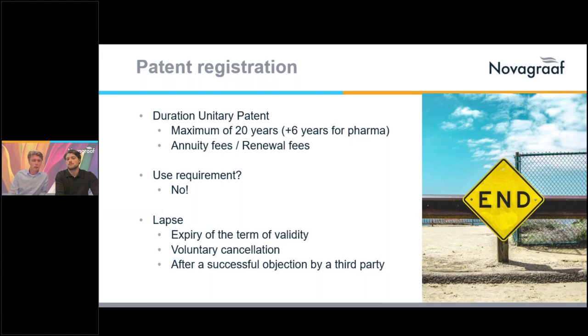It's also in most countries you have to pay annuity or renewal fees to maintain your patent registration. And also with a patent, there are no use requirements, so you can also just have others prohibited from using your invention or process without even exploiting it yourself. And the patent registration will lapse after the term of validity, after 20 or 26 years, or if you have not paid your annuity or renewal fees. You can voluntarily cancel your own patent registration, and it will lapse after a successful objection by a third party.